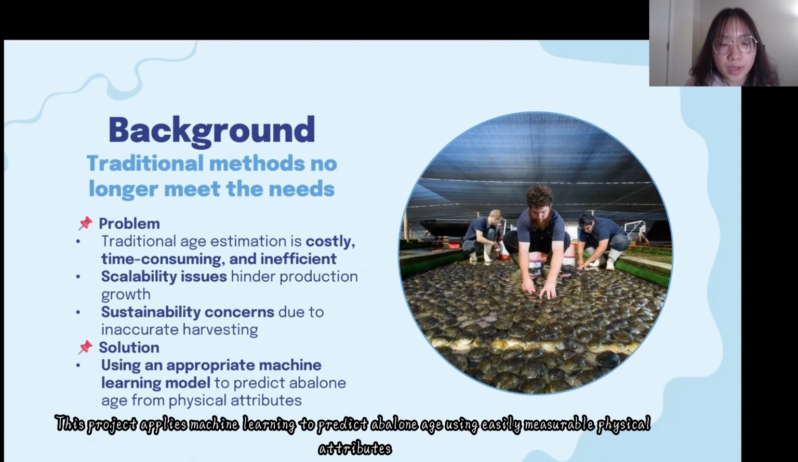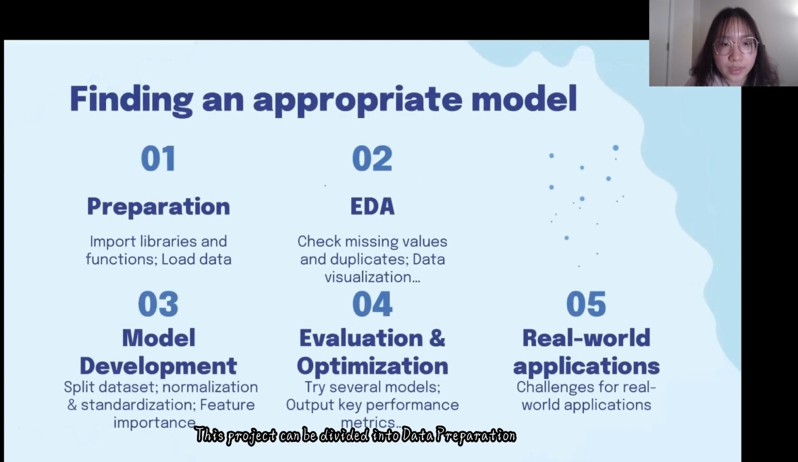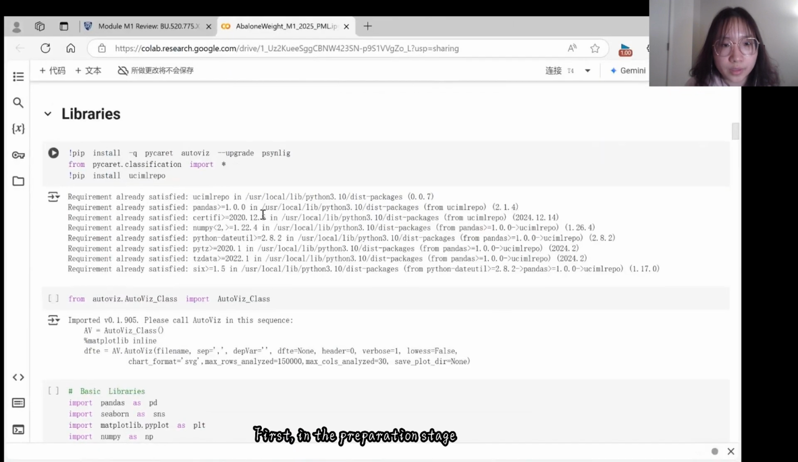This project applies machine learning to predict abalone age using easily measurable physical attributes. By automating this process, we aim to improve efficiency and reduce cost. This project can be divided into data preparation, exploratory data analysis, model development, and model evaluation and optimization. Finally, I will talk about the challenges of real-world applications. So let's understand the code first.